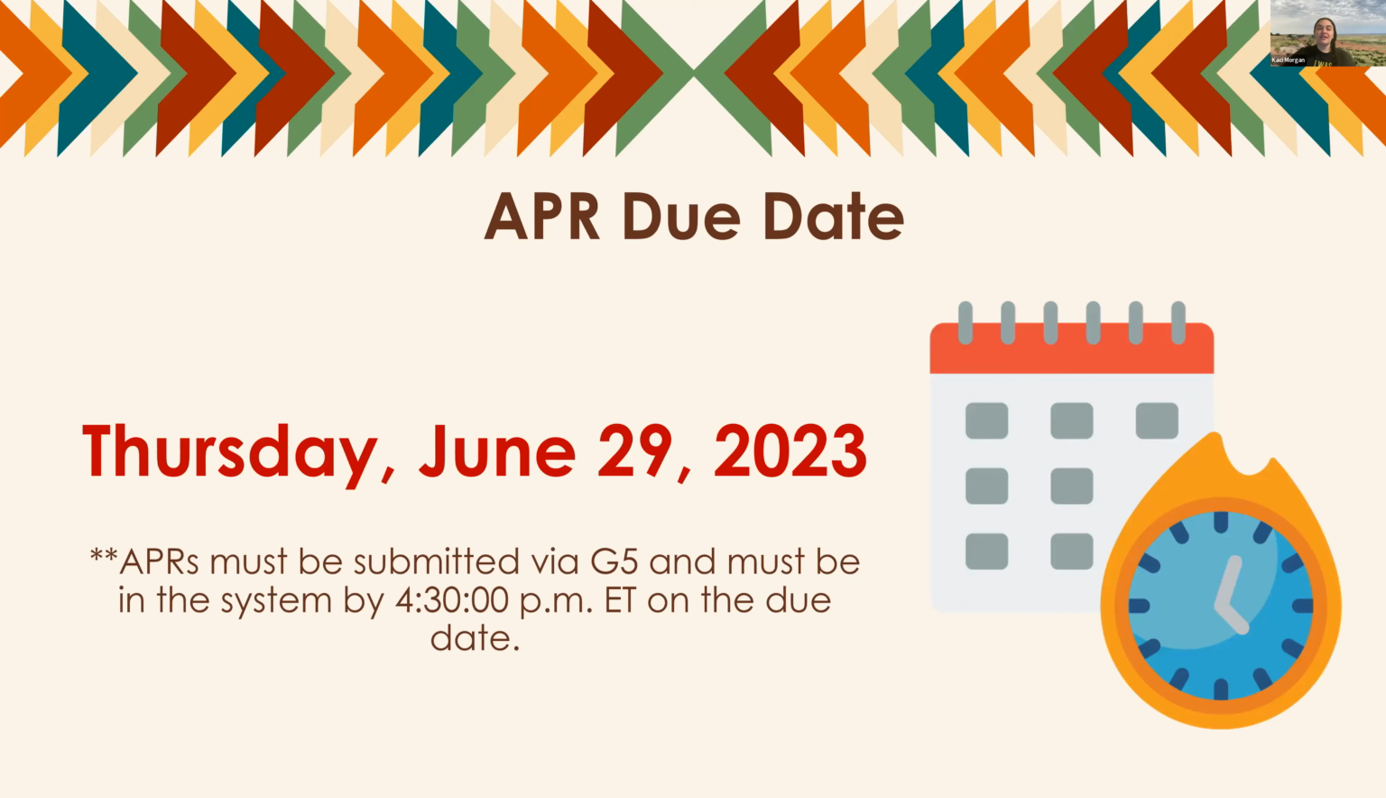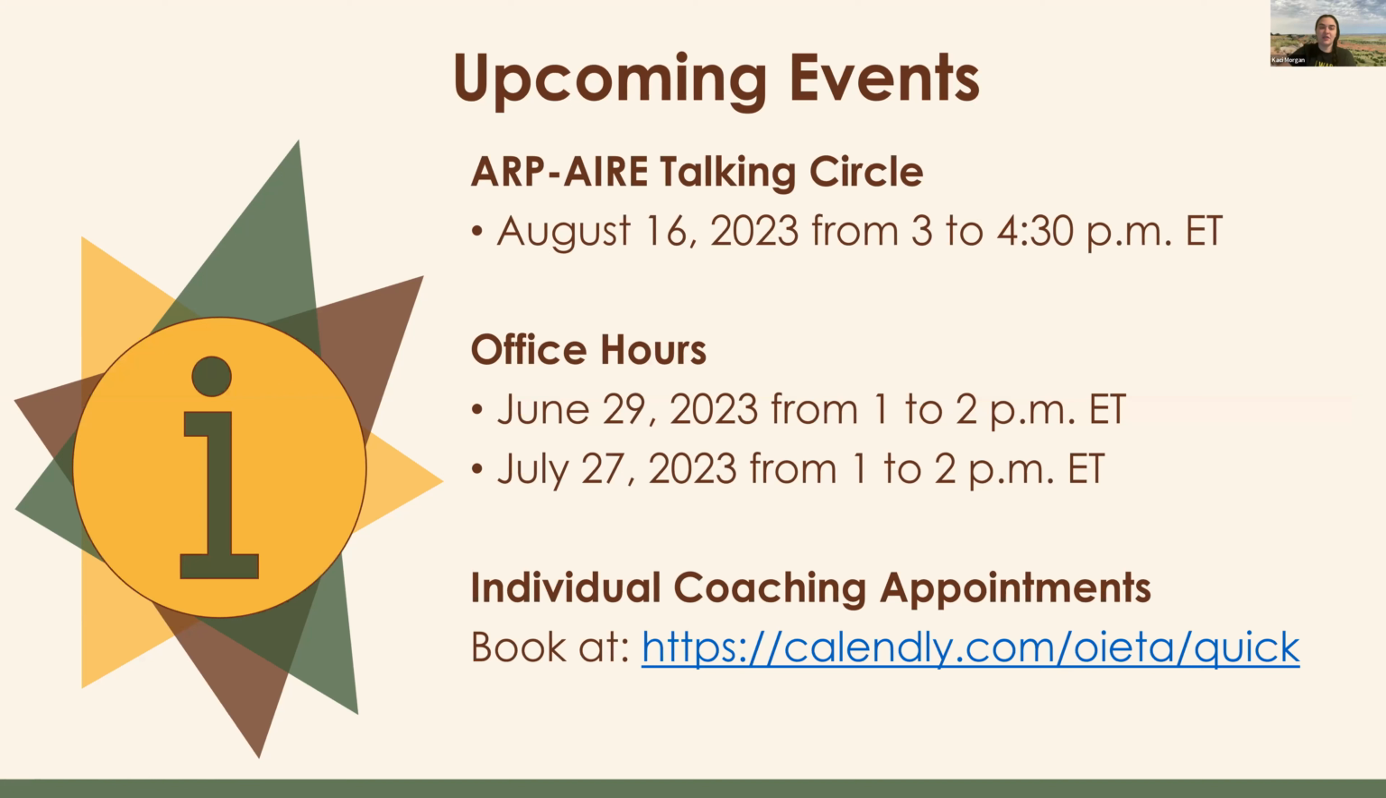Okay, in case you didn't get the due date one more time, remember it's a Thursday, June 29th, 2023 at 4:30 Eastern Time. And then your upcoming events, you do have a talking circle on August 16th. And then we have office hours on June 29th and July 27th. And we will put this Calendly link in the chat for you. Oh, thank you, Alani. So Alani put the Calendly link in the chat.